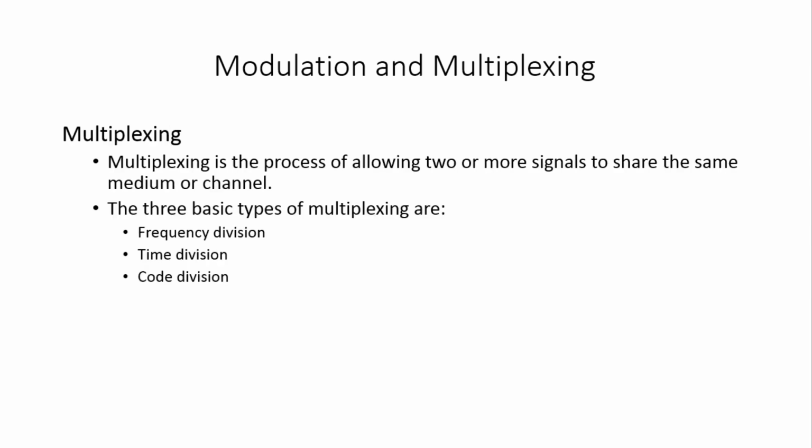Multiplexing. Multiplexing is the process of allowing two or more signals to share the same medium or channel. The three basic types of multiplexing are frequency division, time division and code division.